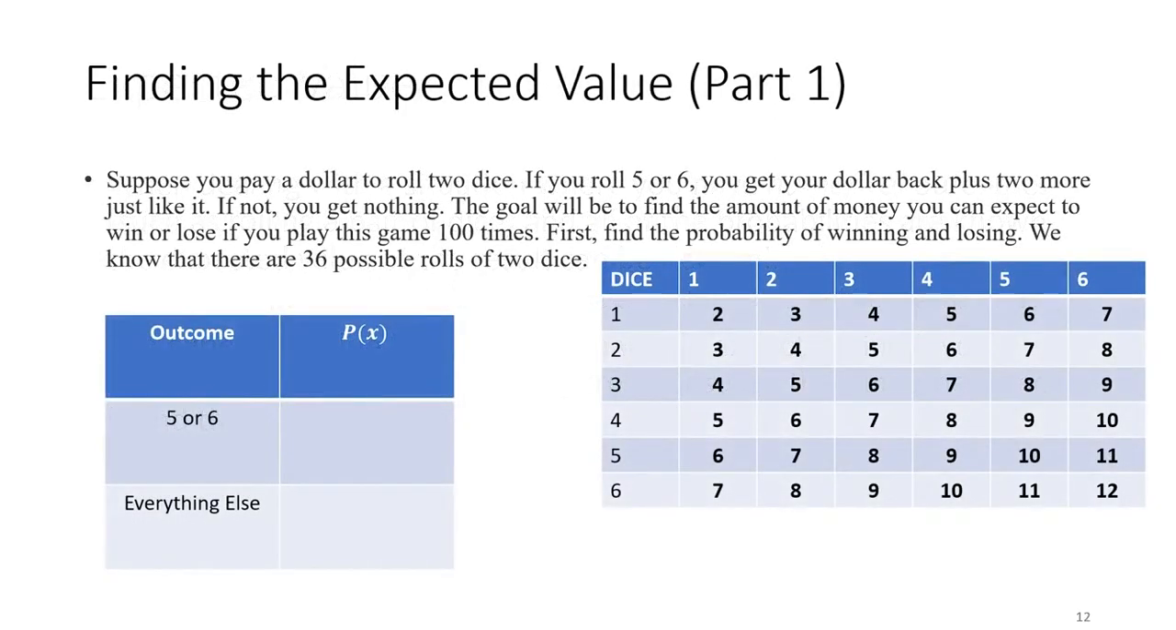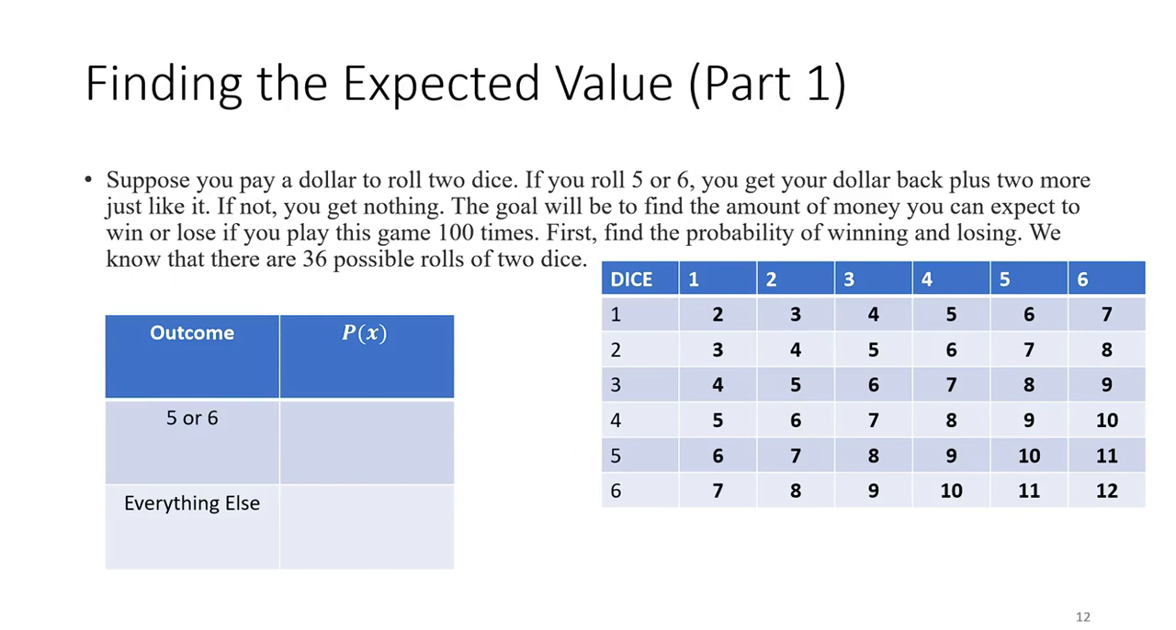You pay $1 to roll 2 dice. If you roll a 5 or a 6, you get your $1 back plus 2 more. If you don't roll a 5 or a 6, you get nothing, so you lose your $1. The goal here is going to be to find the amount of money we would expect to win if we played 100 times. So first, let's find the probability of winning and losing.